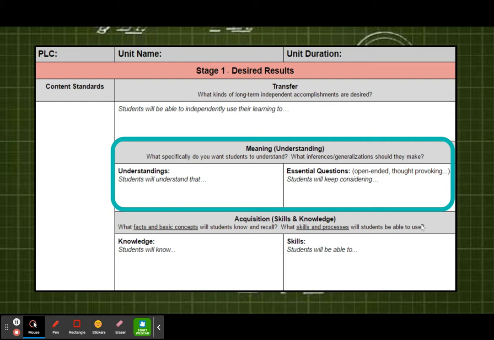So this portion involves two different parts: these understanding goals, which are the actual generalizations or inferences we want students to make during the course of the unit, and they always start with this sentence starter: "Students will understand that." That word "that" is really important because it forces the unit designer to actually write a sentence about that specific inference or generalization that they want kids to make. And then this chunk also encompasses essential questions, these open-ended, thought-provoking questions that kids will keep considering, that really drive the inquiry of the unit and help students reach understanding.